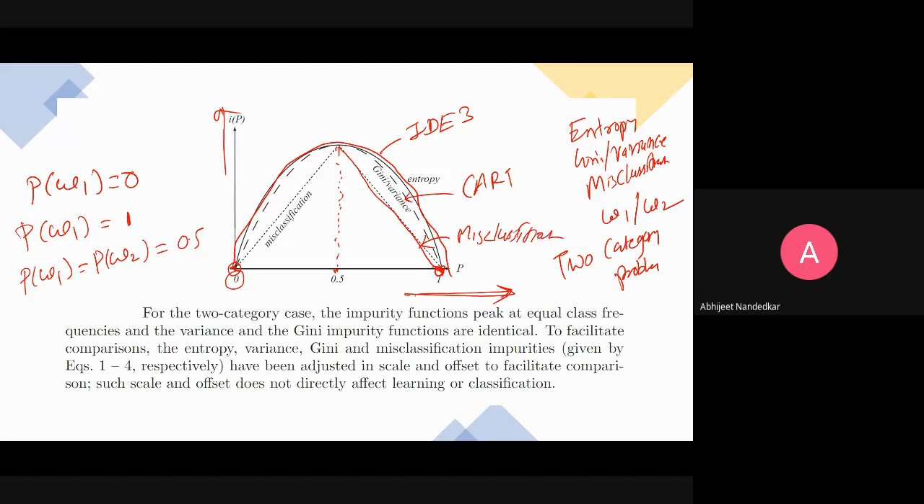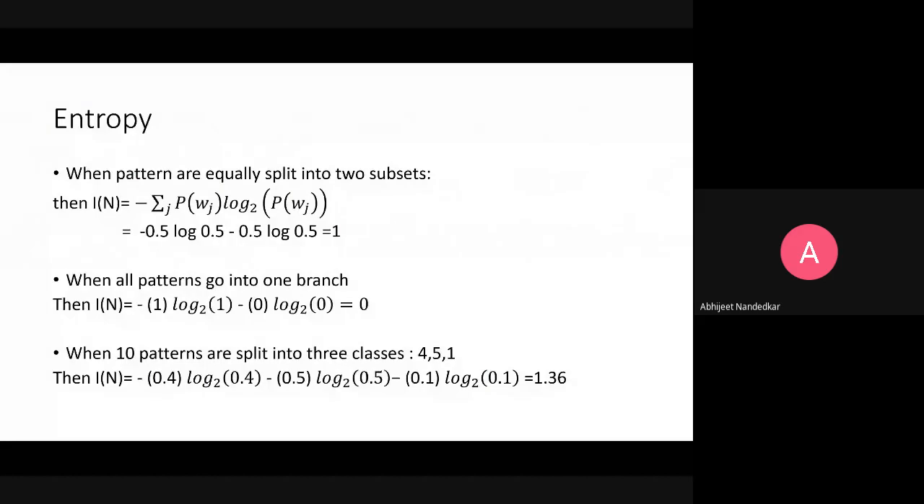Okay, so we will take a small example when patterns are equally split into two subsets, that is omega 1 and omega 2. So the entropy here, if I use this formula, is maximum, that is 1. When all patterns belong to one branch, that is either omega 1 or omega 2, then entropy is 0.